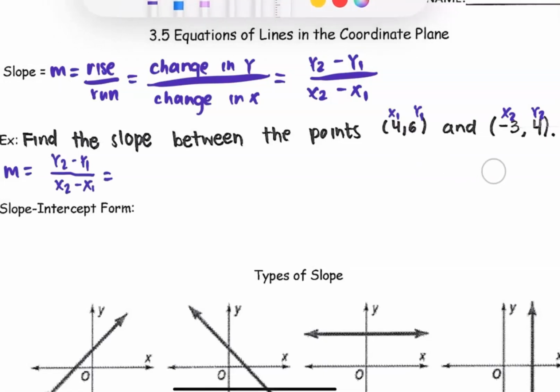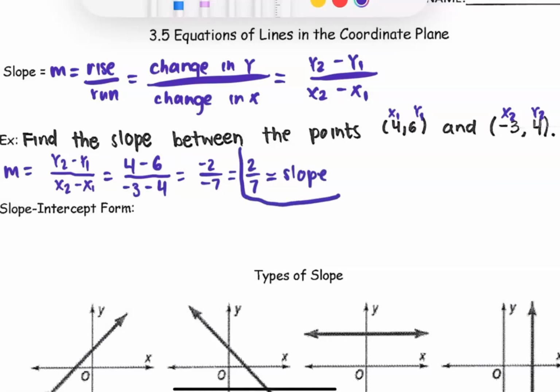y2 is positive 4, so I'm going to plug in positive 4 minus y1, which is positive 6, all of that over x2, which is negative 3, minus x1, which was positive 4. After you type this into the calculator or you do it in your head, you get negative 2 over negative 7, and this is the same as positive 2 over positive 7 if you simplify. This is your answer for the slope.